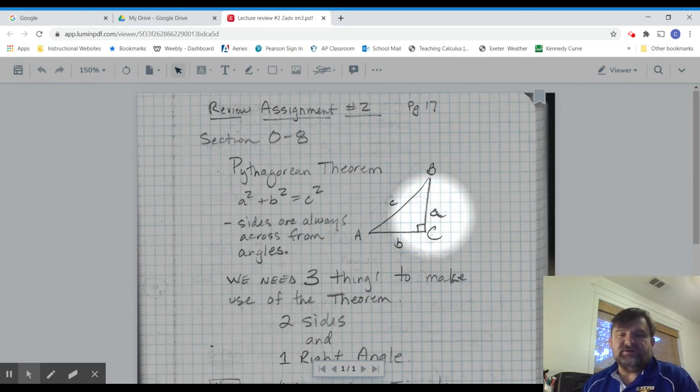So just understand that they're always across from each other. Angle B, represented by a capital letter, is always across from side b, which is represented by a lowercase. So just remember that's the difference between lowercase and uppercase letters. They represent the angle, and the side opposite the angle.